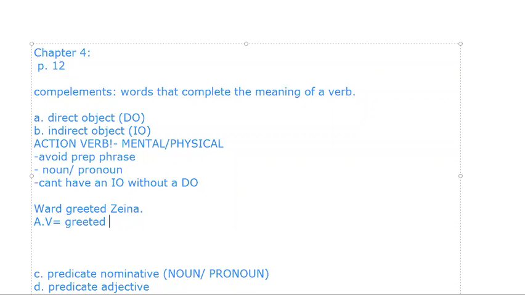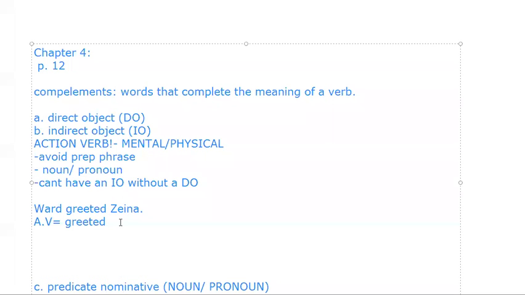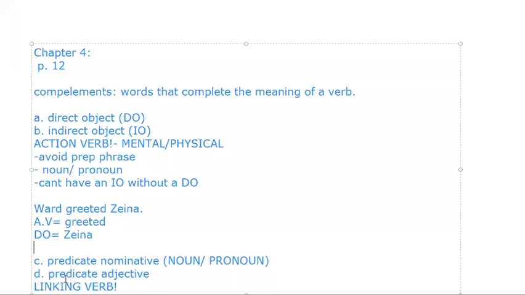Now, Zaina is my direct object. If you remember back to chapter 3, we would say that greeted is a transitive verb because it has a receiver, which is Zaina, your direct object. So in this sentence, you have a direct object, Zaina. However, you do not have an IO. An IO does not exist in this sentence. We can also have another sentence the book gives you, and I think we did answer exercise 1 in class.